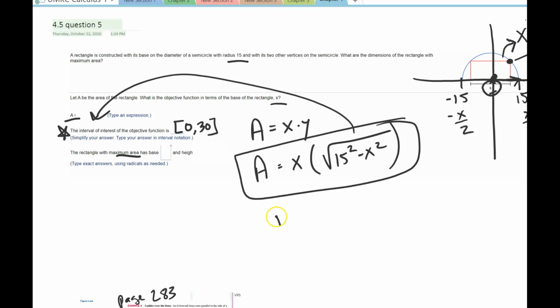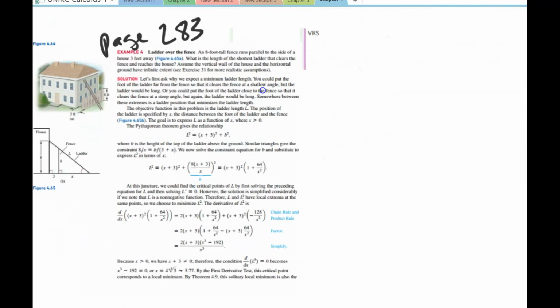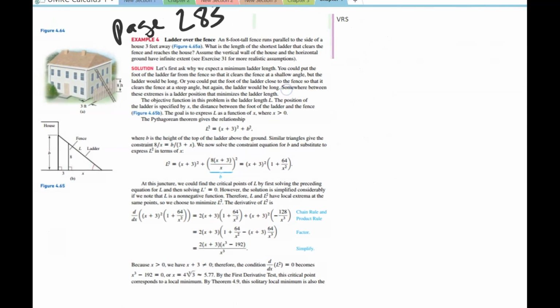So I need to find the derivative of A and set it equal to 0. Now in this function, it's not impossible. You can find the derivative. It's going to be a little bit ugly because we have a function multiplied by a function that's a square root. So I'm going to have to use the product rule with the chain rule. And if I look in the book on page 283, they actually go through finding a minimum ladder length, and they come up with this expression.